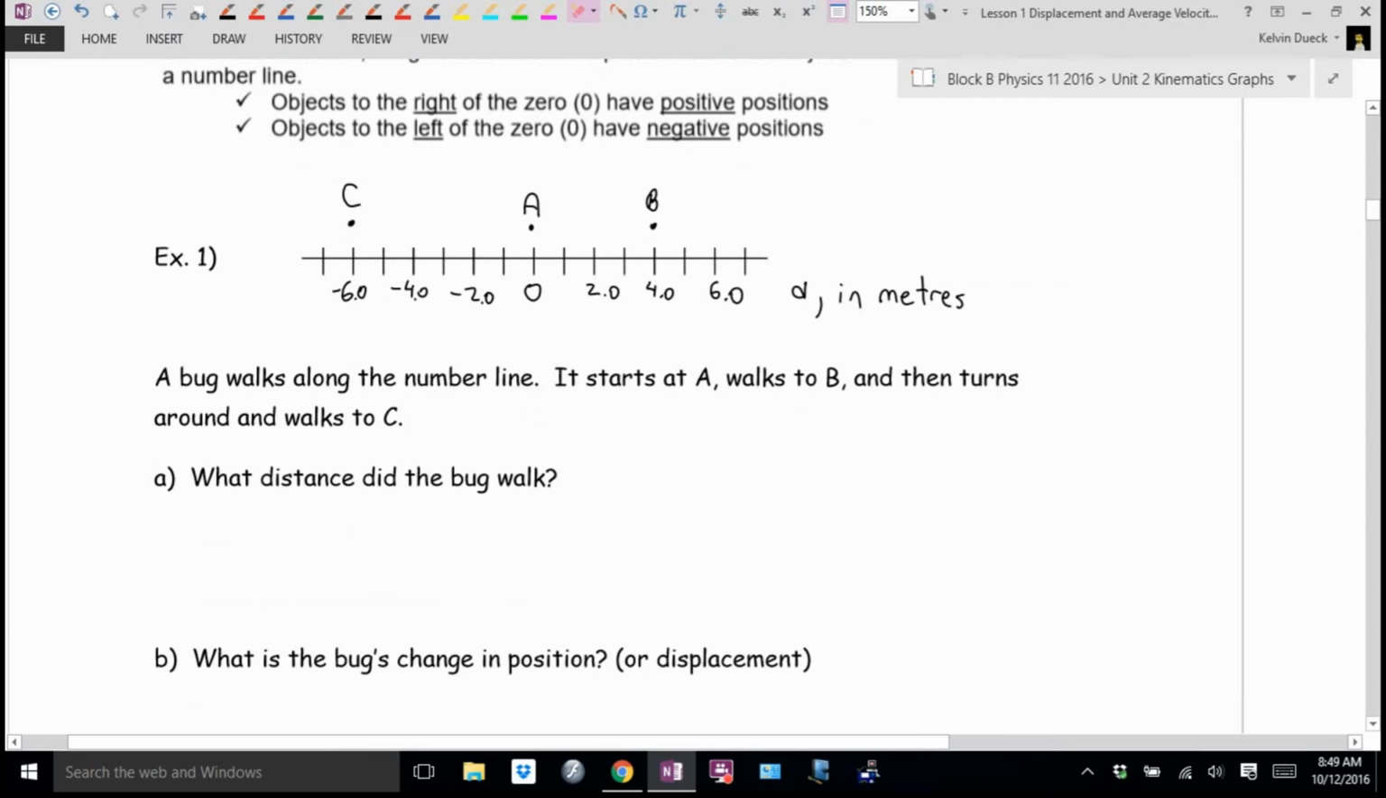Example 1. We're going to imagine a little bug walking along this number line. It starts at A, walks to B, and then turns around and walks to C. You know what? We're going to draw a picture. We're going to go like this.